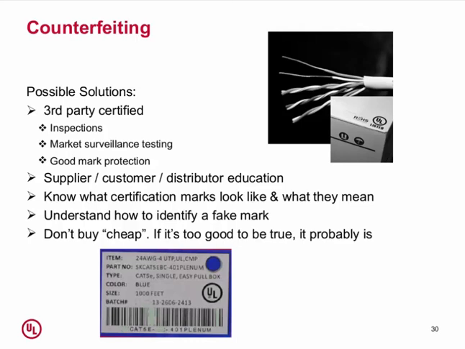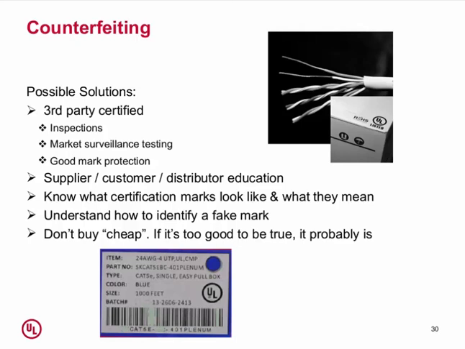Make sure that the procurement people and the purchasing people, suppliers, know what the certification marks look like, what they're supposed to look like, and what they mean. Again, I talked about UL listing from a safety standpoint versus UL verification from a category performance standpoint. If you're buying cabling, the people who are buying it and specifying it should know the difference between those two and know what to look for. Know how to identify a fake mark. I'll give one example of that in the next slide.